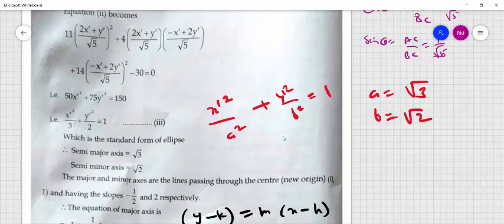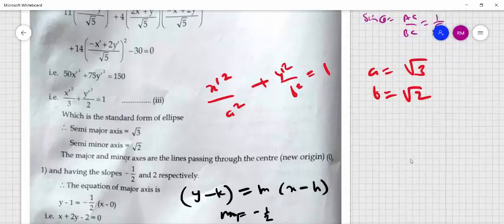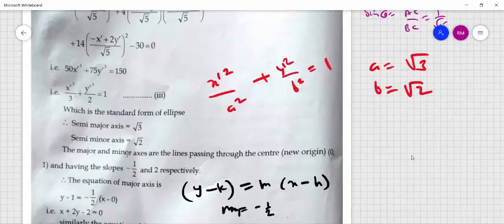If you compare this with the standard equation, it is nothing but an ellipse, and here we get the semi major axis a as root 3, because if a square equals 3 then a equals root 3. The semi minor axis, that is b, is root 2. So the major and minor axes are the lines passing through the center 0, 1, and having slopes minus half and 2.